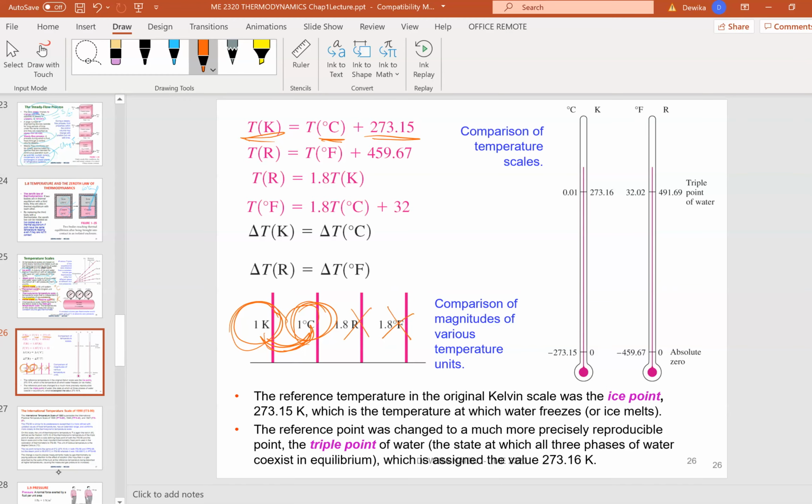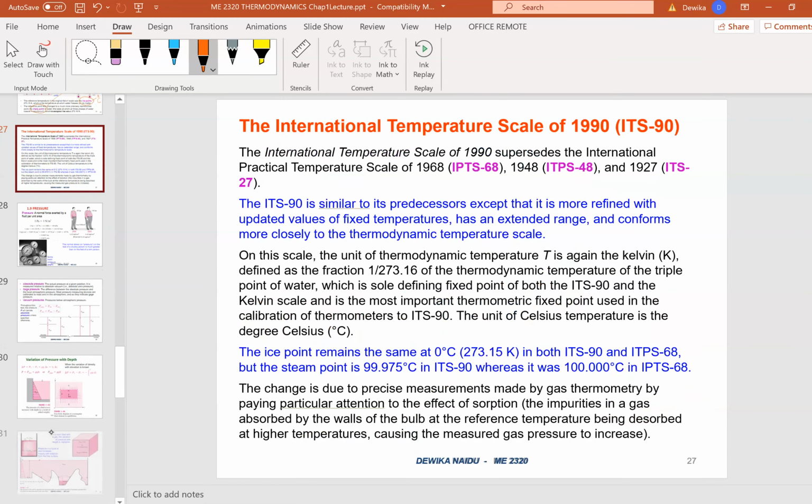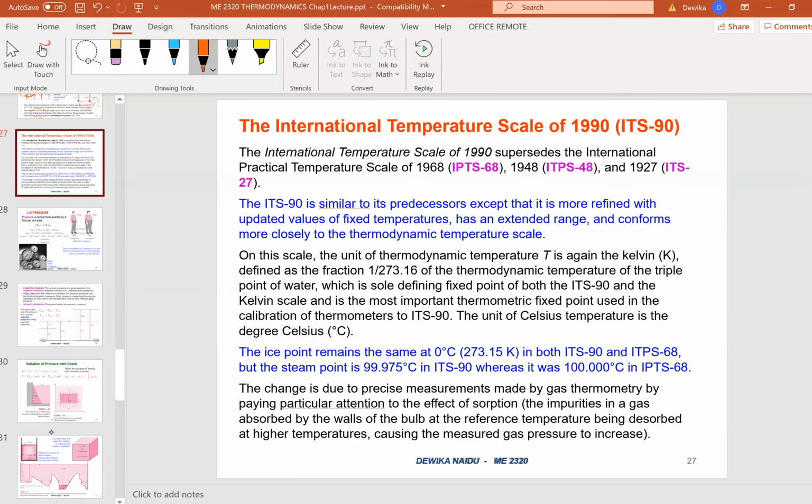The ice point is at 0 degrees, and the steam point is at 100 degrees. There is another point called the triple point. The triple point is a state where all 3 phases coexist in equilibrium. We will see that in chapter 3. You have the liquid, the vapor, and the solid, all existing at the same point. That's the triple point. This one you can just read through yourself. This is the International Temperature Scale, just some knowledge for you to know.